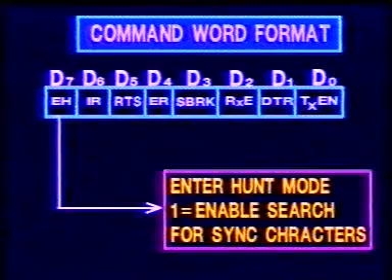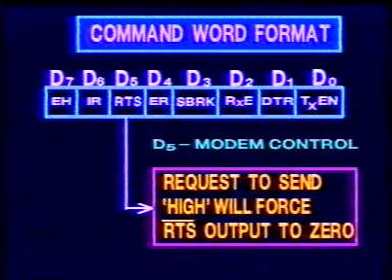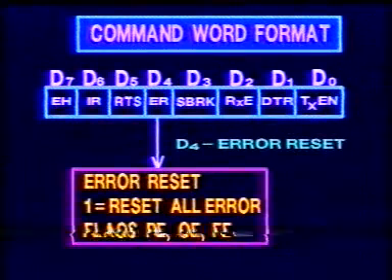The D7 bit is used in synchronous mode. It enables the receiver to look for the synchronizing data. The D6 bit is used as the internal reset. A high level resets the device so that a new mode word can be entered. The D5 bit is used for modem control. The D4 bit resets the error flags. It resets the parity, overrun and framing error flags.